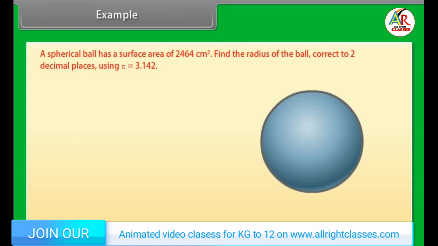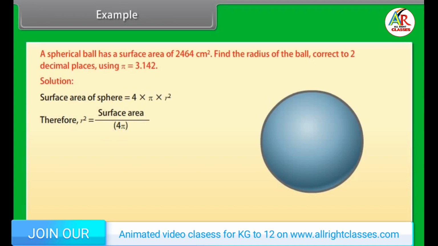Surface area of a sphere. A sphere is the locus of a point which moves in space such that its distance from a fixed point in space remains constant. The fixed point is called the center of the sphere, and the constant distance is called the radius of the sphere. A sphere is like the surface of a ball. Surface area of a sphere is equal to 4 pi r square.